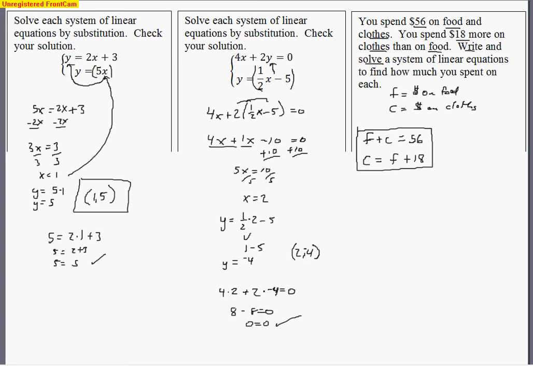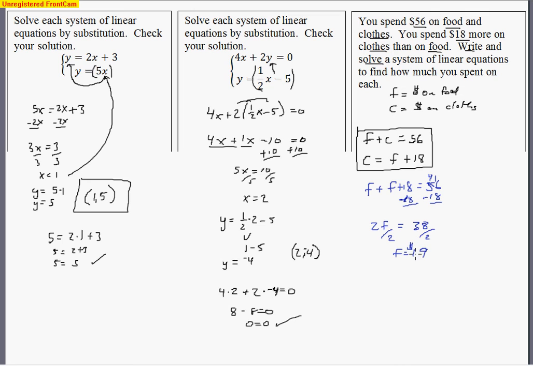So it's a great substitution problem. I'll take the f plus 18. That goes in place of c. So it's going to be f plus 18 equals 56. So I'll go ahead and do some subtraction there. Subtract the 18 from both sides. That was a subtraction sign there. And when I do that, I got 2f equals, and that ends up giving me 38. So again, if you borrow, you'll be able to see that a little better. And when I do that division, 2 goes into 38 19 times.